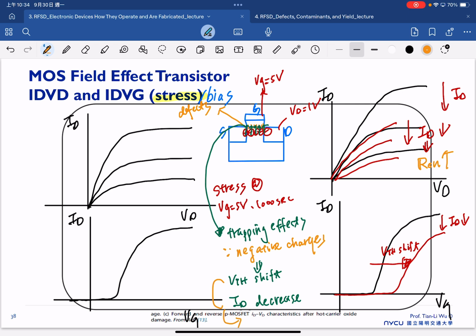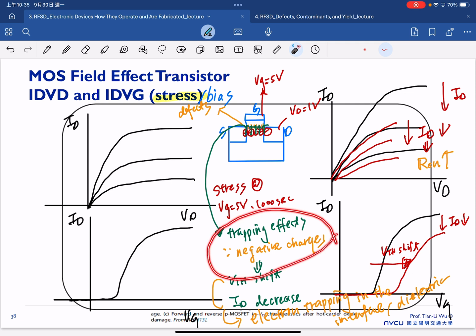And this is mainly due to electron trapping in the interface or dielectric inside. So now this is one of the interesting summary slides that tries to illustrate the goal for this class as well. First of all, we need to understand what the phenomena are after the stress. After the stress, we have seen the current decrease, we see the threshold voltage shift. Next we need to understand the cause for this shift, which is negative charges. But the next question is, where do these charges happen? Now we understand this is electron trapping in the interface and dielectric.